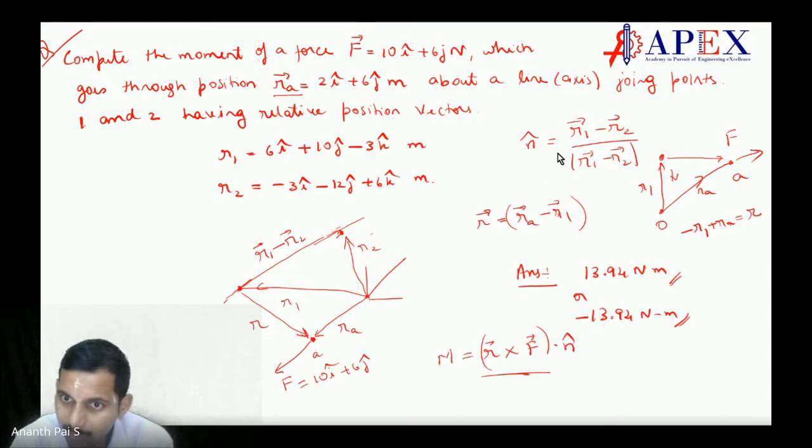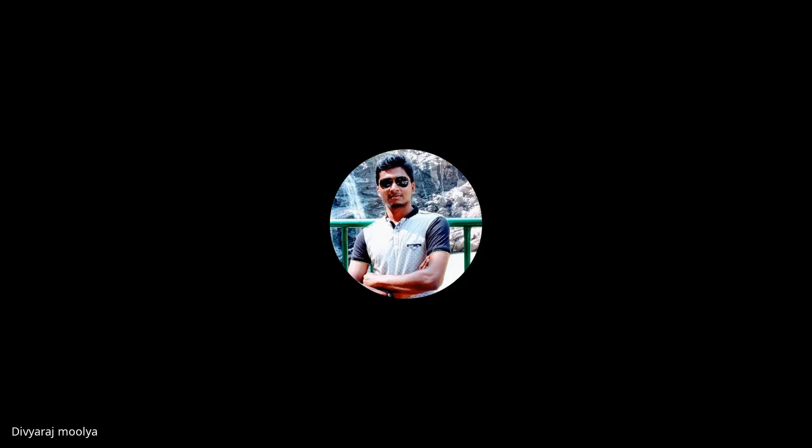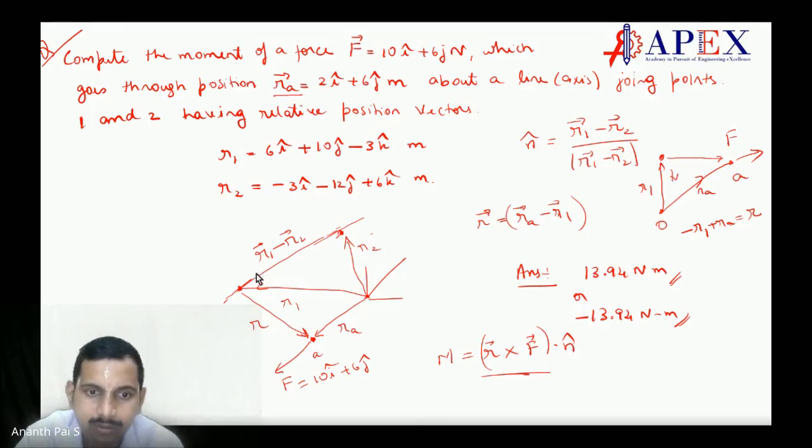But if you take R2 minus R1 as a distance between force, then we won't get the moment about point A, right? R1 minus R2 is for calculating this N, because that shows the axis along which we have to calculate, is it not? This is with respect to the axis that is defined.